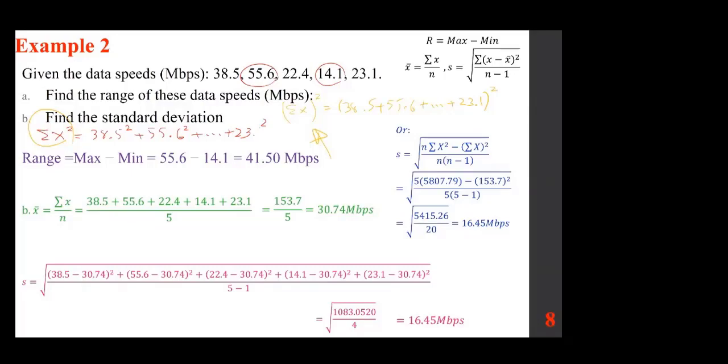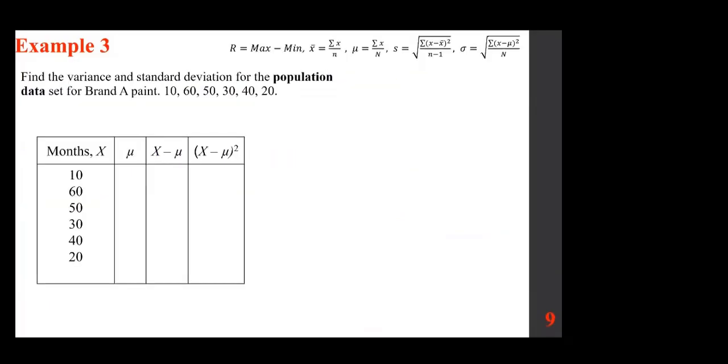We're going to get another example. You want to find the variance and standard deviation, and it's telling us we are dealing with the population. Let's assume it's the population. Therefore, we are going to use the sigma and mu. So first thing first, you need to calculate the mu. Add them up, divide by size, and we get 35.